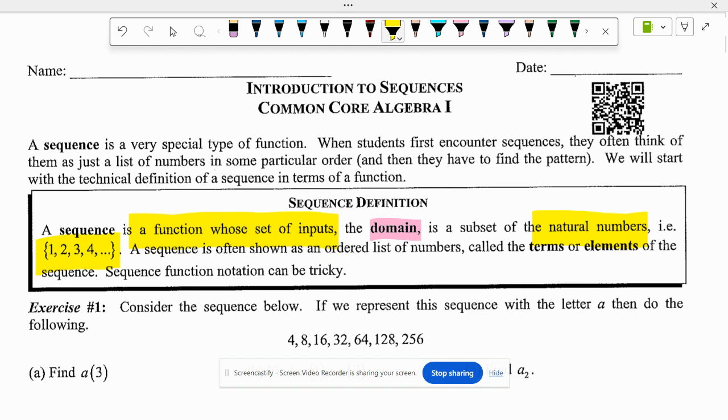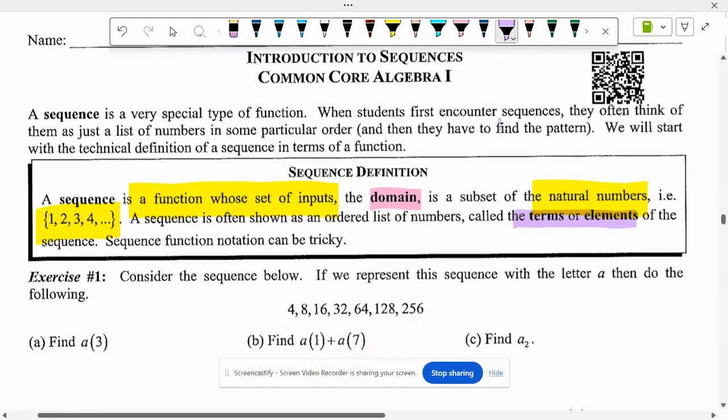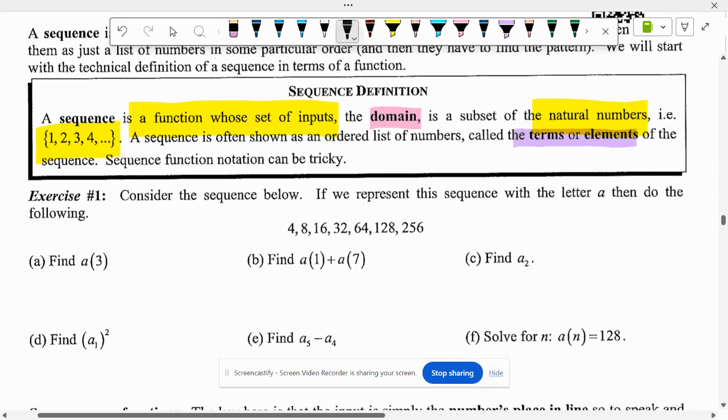1, 2, 3, 4, 5, 6, 7, 8, and so on. No decimals, no fractions, does not include 0, and it does not include negative numbers, okay? So that's what the domain, or the x values, for a sequence are allowed to be. A sequence is often shown as an ordered list of numbers. This ordered list of numbers is called terms or elements. And sequence function notation can be tricky. So we use two types of notation for sequences. We use function notation, and we also use subscript notation.